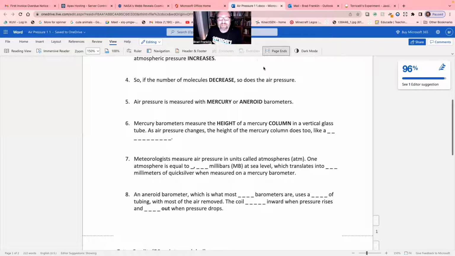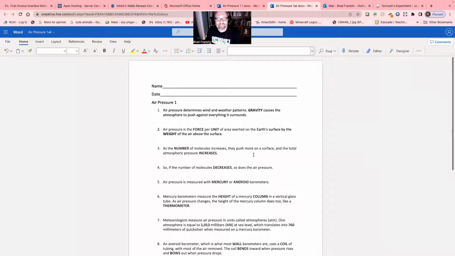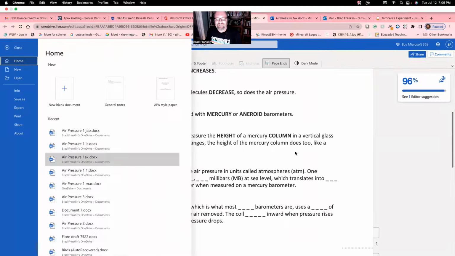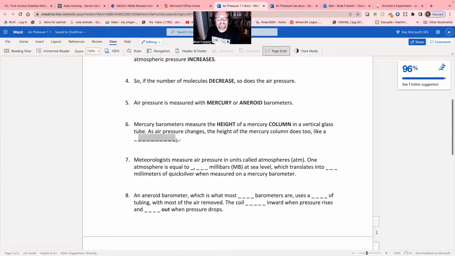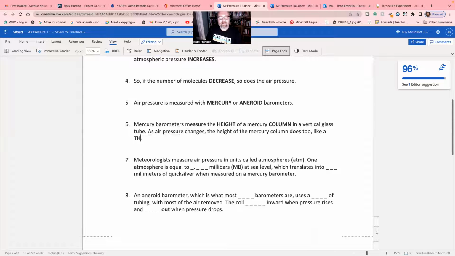As air pressure changes, the height of the mercury column does too, like a... Guys, I don't remember what I said, like a what? All right, hold on. Let me open it up and go over my answer key. Oh, got it. Did you see it? Like a thermometer. There you go.